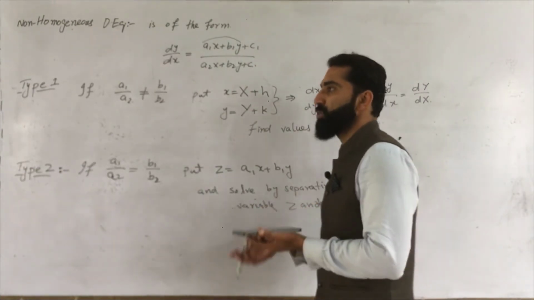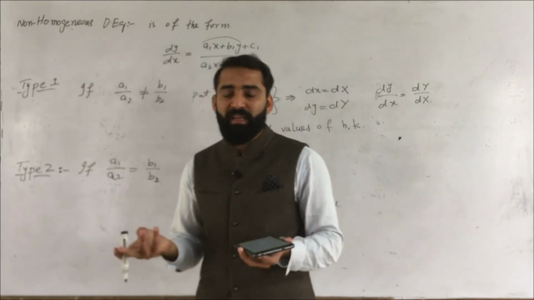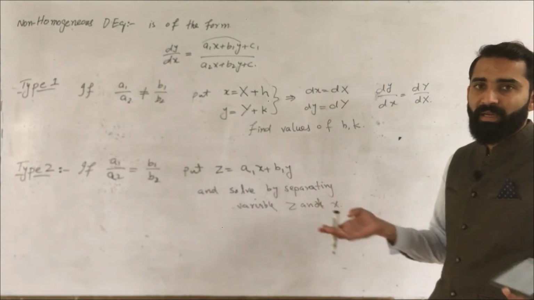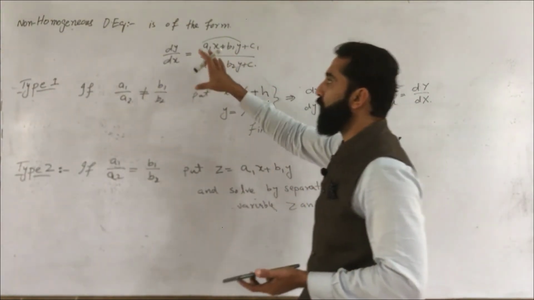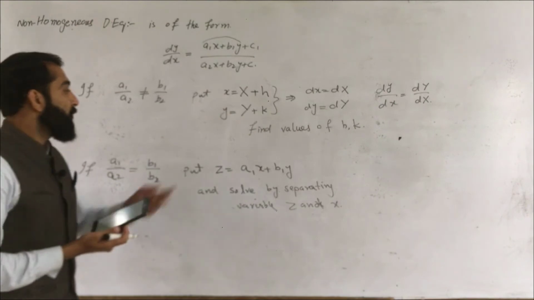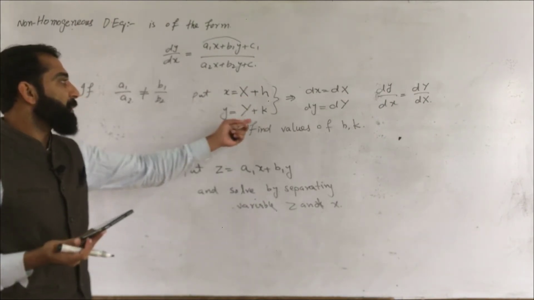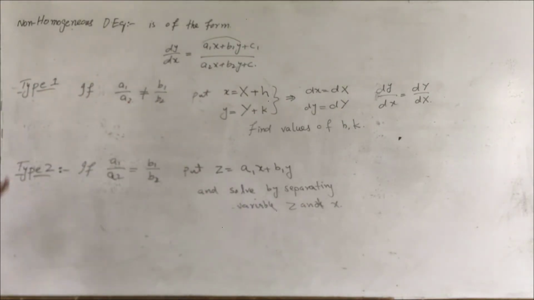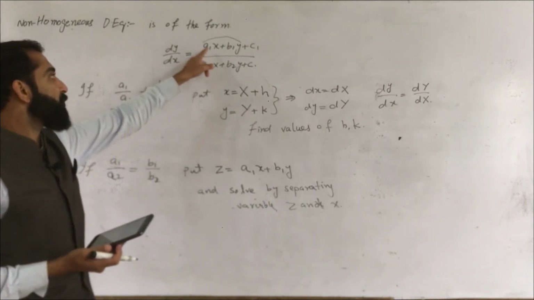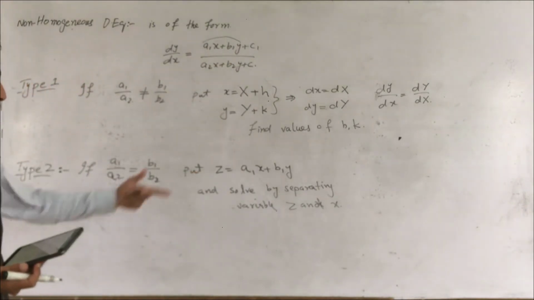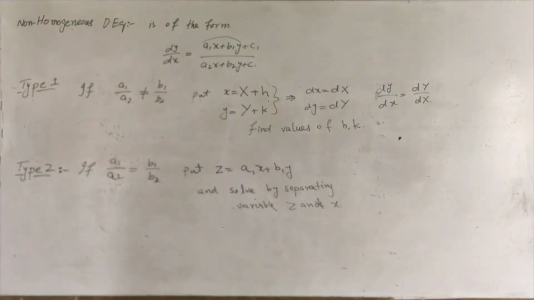The solution of a homogeneous differential equation is very easy. We use y is equal to vx and then solve by separating variables. And the solution for a non-homogeneous differential equation is of two types. In type number 1, we put x is equal to capital X plus h and y is equal to capital Y plus k, and then follow the procedure of separating variables. In type number 2, we put the numerator's first two terms a1x plus b1y equal to z, and then separate into variables z and x.